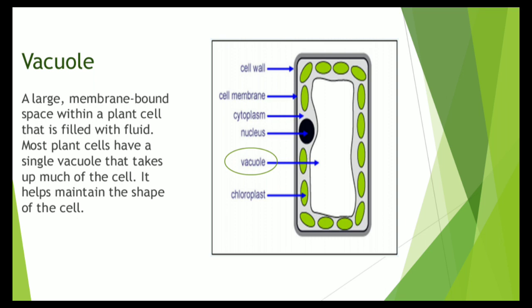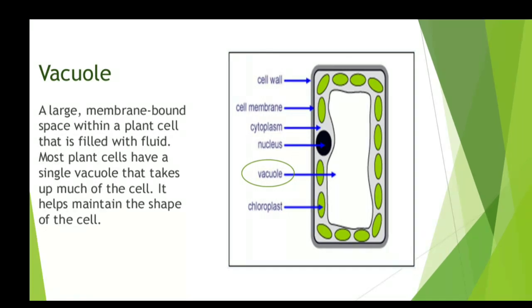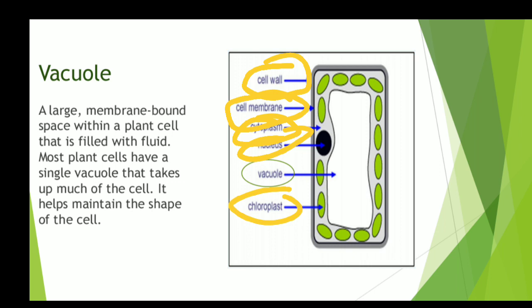We have discussed the different parts of the cell: cell wall, cell membrane, cytoplasm, nucleus, vacuole, and chloroplast.